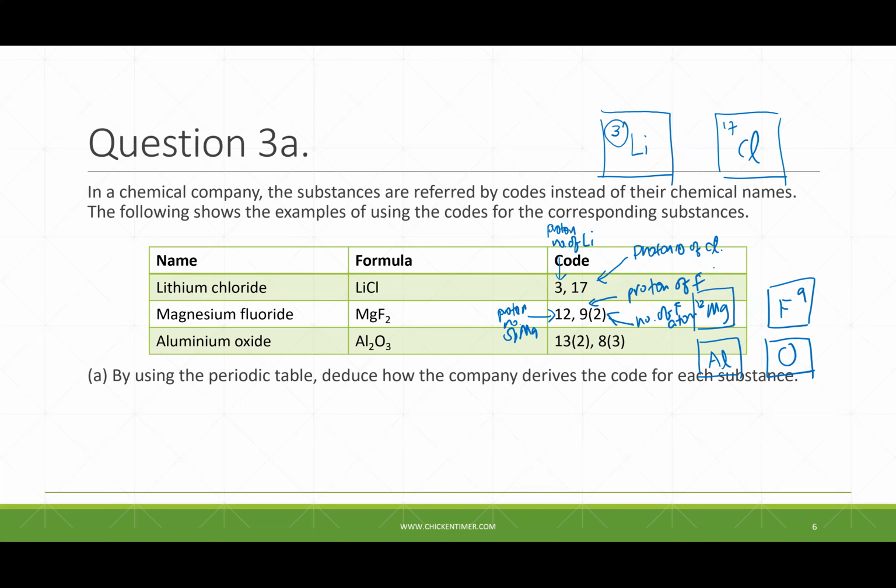Okay, so let's double confirm with aluminium oxide. Aluminium oxide has a proton number of how much? For aluminium, it's 13. For oxygen, it's 8. So this is the proton number of aluminium, the proton number of oxygen. This one is the number of aluminium atoms, and this is the number of oxygen atoms, as what you said in part 2. So your conclusion is, whatever you suggested is correct, right? Yes, now you got the rationale, everything is correct.